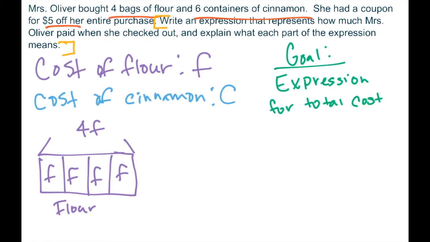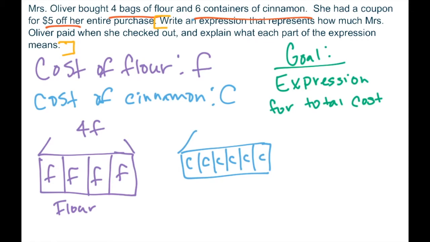I want to do the same thing for my cinnamon. And again, I've got 6 groups because I bought 6 containers of cinnamon. And the cost I'm going to represent with the letter C. So for my cinnamon, I have 6 groups of C. Well, now I need to add the cost of my flour, which is represented by 4F, and the cost of my cinnamon, which I've represented as 6C.